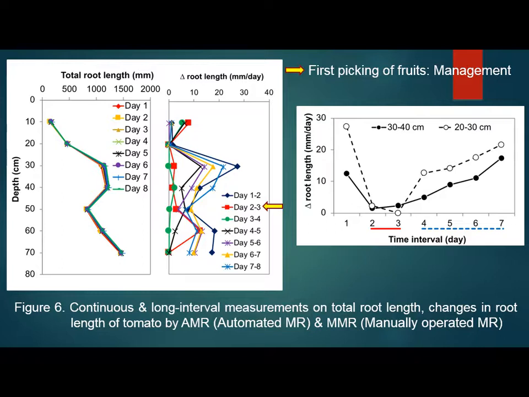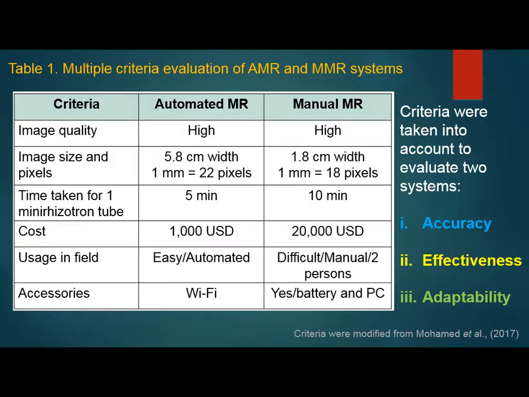It affected the root growth on the 2nd and 3rd day, which is clearly seen at the particular depths of 20 to 30 and 30 to 40 centimeters. Here on the 2nd day, the root growth change decreased, and no growth was observed on the 3rd day, and it completely recovered on subsequent days. So this is the importance of continuous root phenotyping, not only for this but for other stress related root changes.